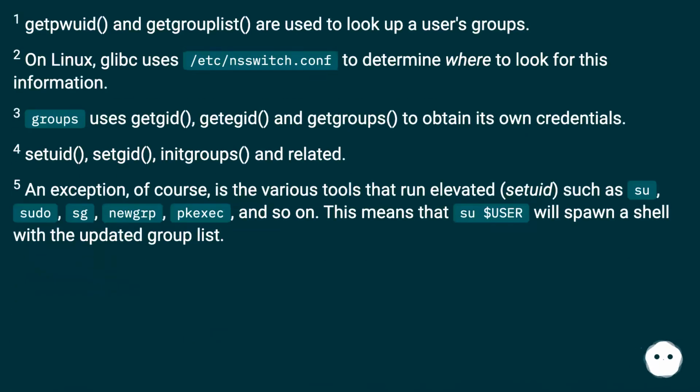1. getpwnam and getgrouplist are used to look up a user's groups. 2. On Linux, glibc uses /etc/nsswitch.conf to determine where to look for this information. 3. Groups uses getgid, getegid, and getgroups to obtain its own credentials. 4. setuid, setgid, initgroups, and related. 5. An exception, of course, is the various tools that run elevated, setuid, such as su, sudo, sg, newgrp, pkexec, and so on. This means that su $user will spawn a shell with the updated group list.